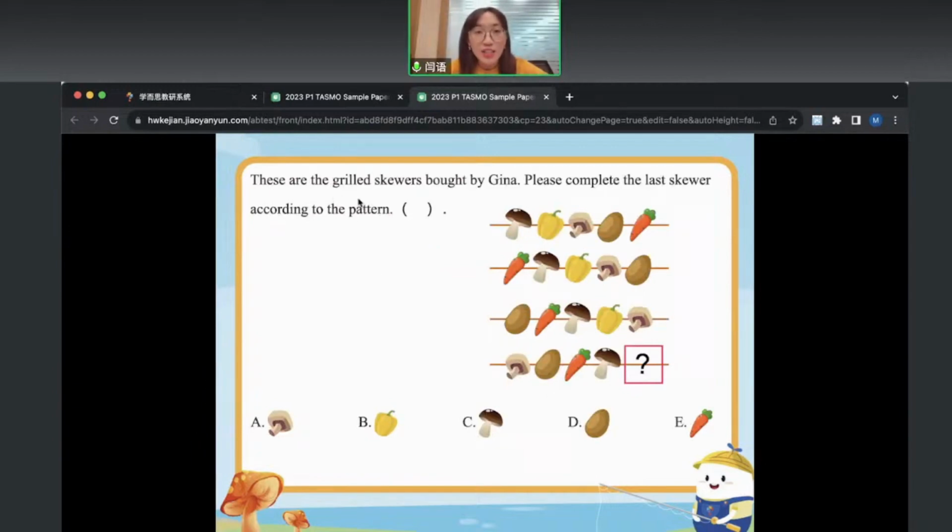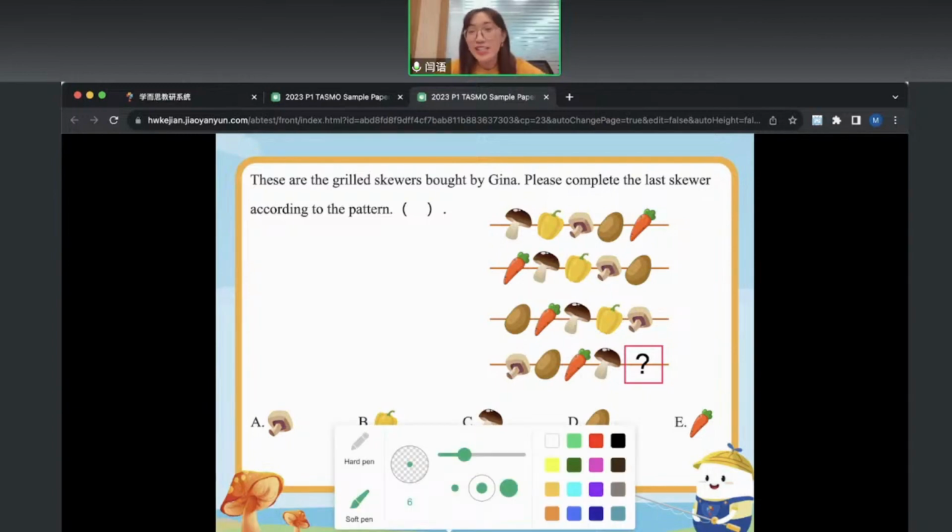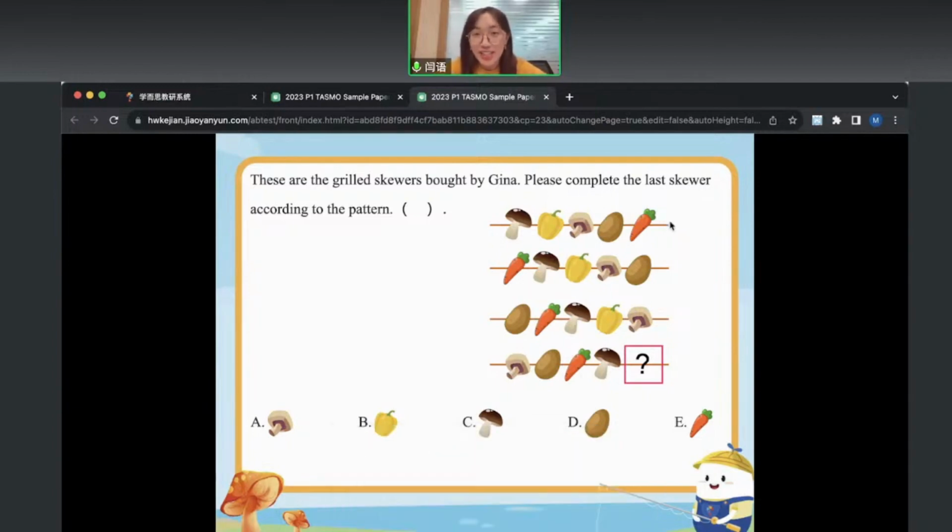These are the grilled skewers bought by Gina. Please complete the last skewer according to the pattern. Okay, try to find the pattern. So here, look, maybe I draw a slide here.